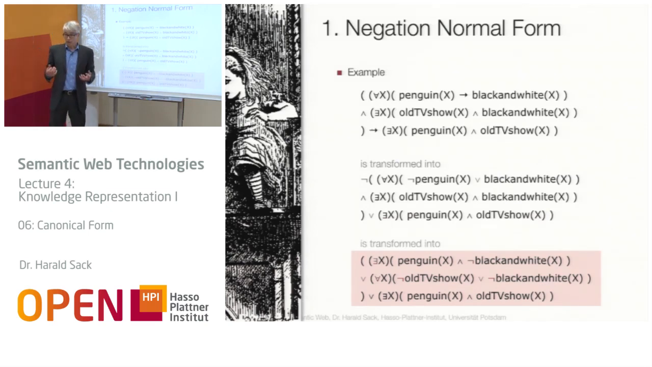Simply try this out as an exercise, and in the end you will see you will come up with a formula where you only have conjunctions and disjunctions. Of course, you have also quantifiers, and you have the negation inward or inside the braces. So this is the negation normal form. Okay, next step, the prenex normal form.